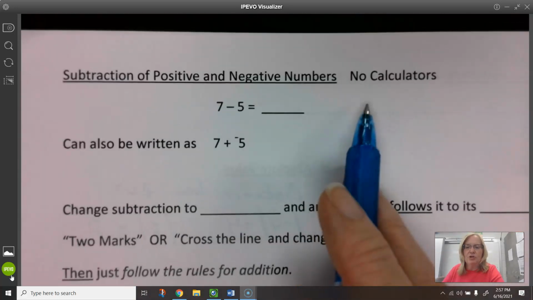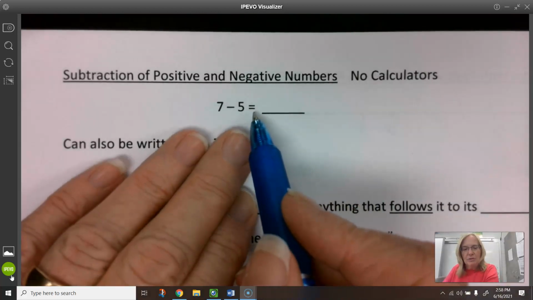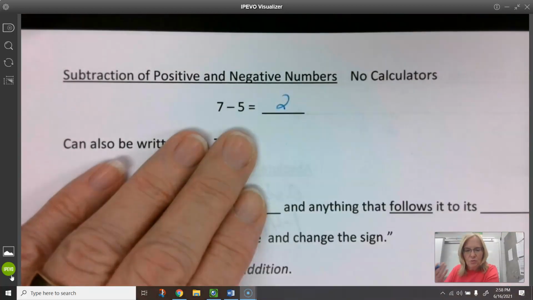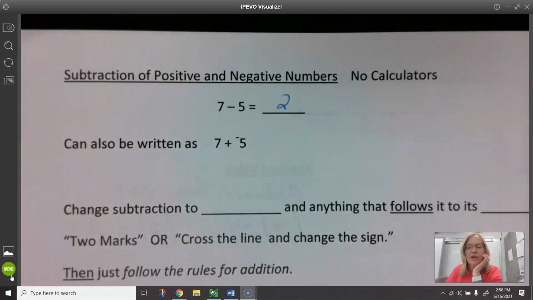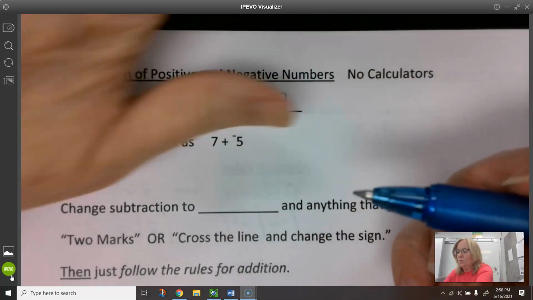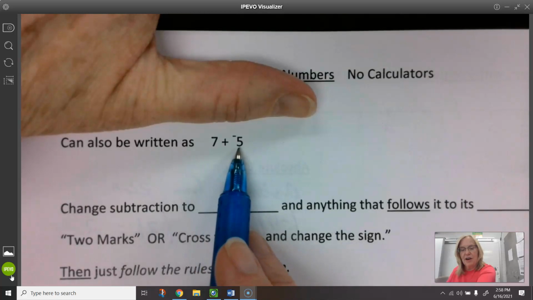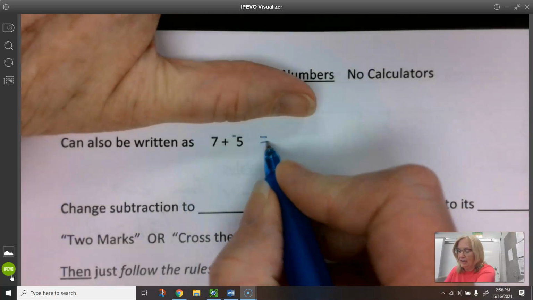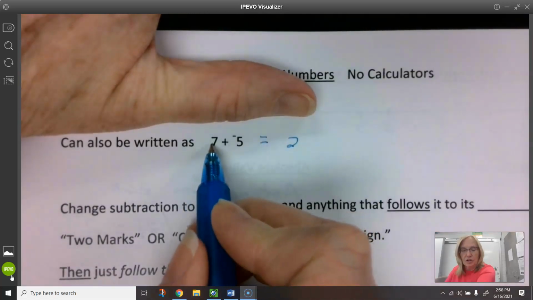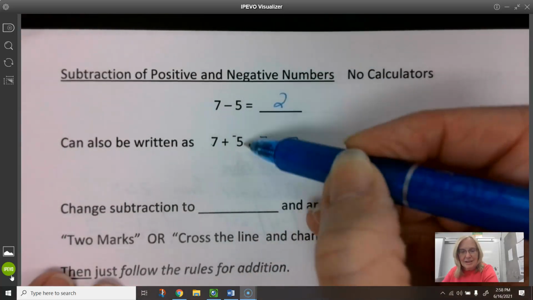Now we're going to talk about subtraction. And again, we're still with no calculators. So if I have 7 minus 5, what's that equal to? 2. That is right. Here's the really cool thing with math, though. I can rewrite this. Because look at this. From what we just were going through, look at this right here. 7 plus -5. My signs are different, so I subtract. I take the sign of the larger, the 7 is positive. These mean the same thing.